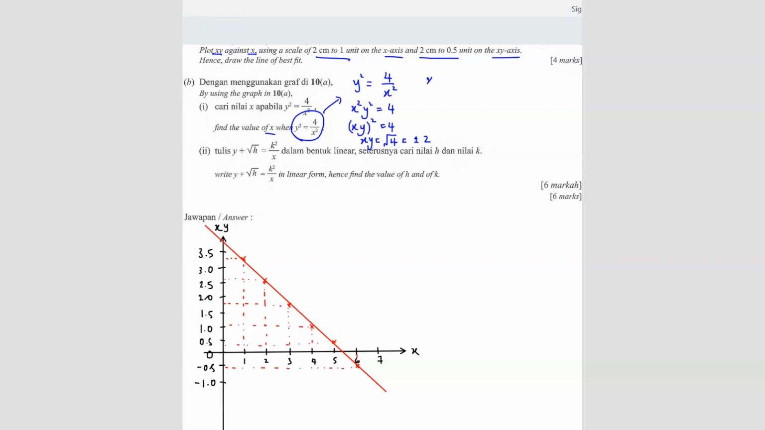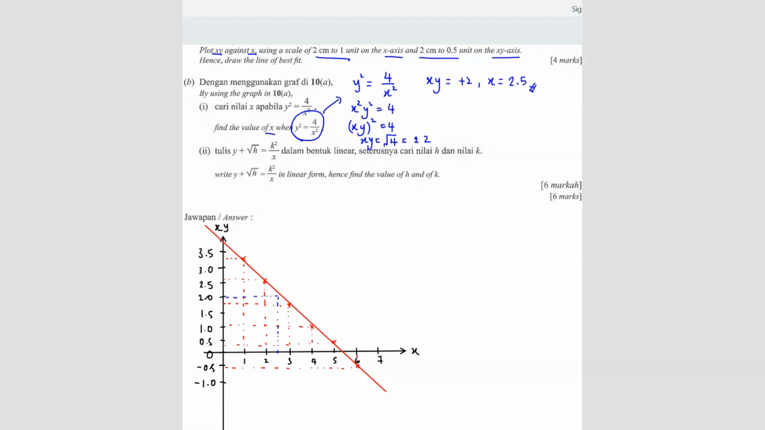When xy is positive 2, your x value will be here. xy is on the y-axis, right? Positive 2 is here. Then you just draw it down and you get a value. In this case, I'm getting 2.5. So my x would be 2.5.